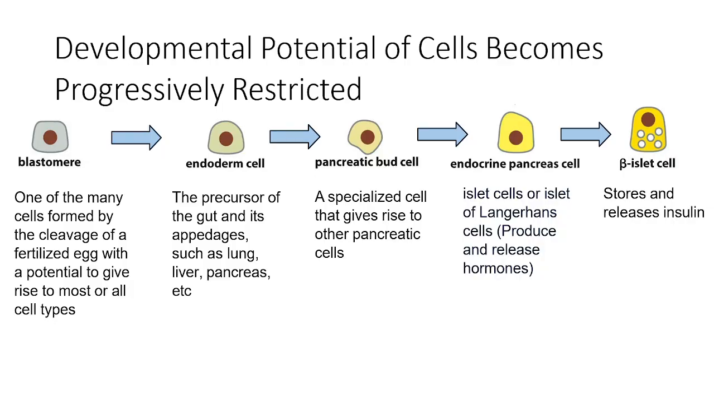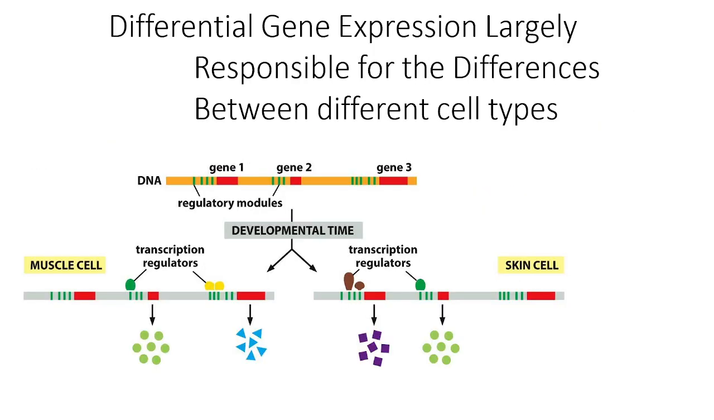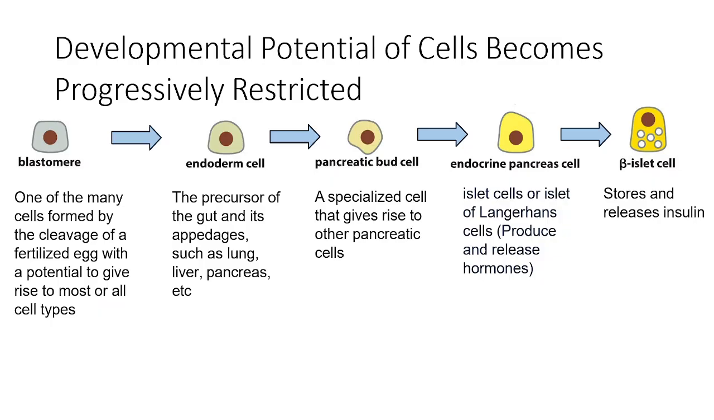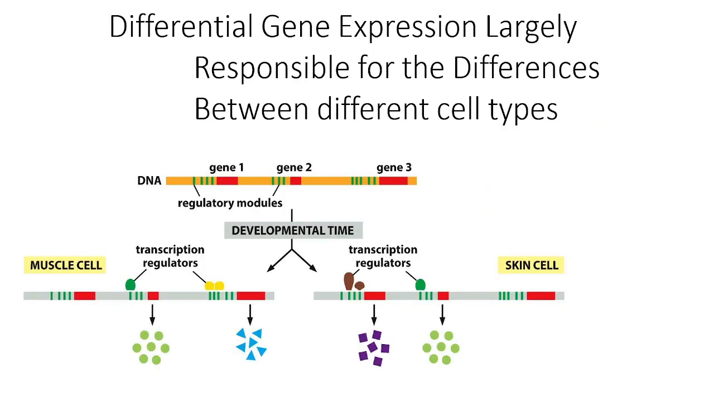Now, basically we can understand that with the gut lineage, a precursor of the gut and the appendages first leads to a pancreatic progenitor, which further specializes into islet cells that secrete hormones like insulin. Now at each step, you will see that the functionality becomes more and more sophisticated.